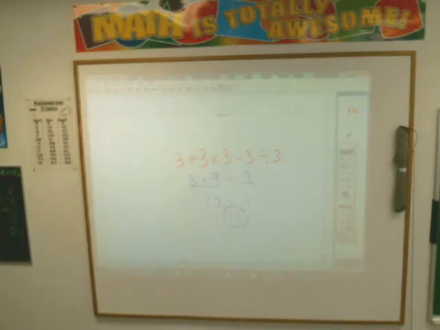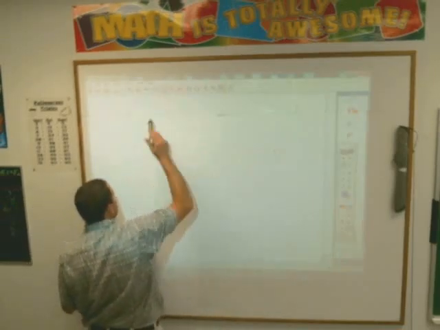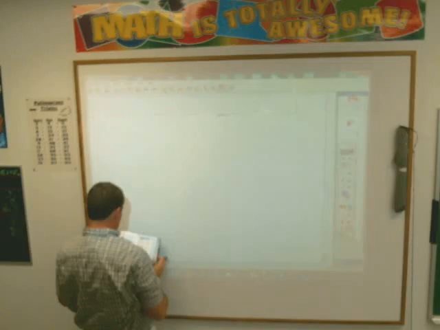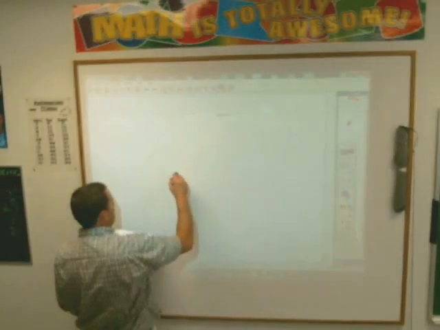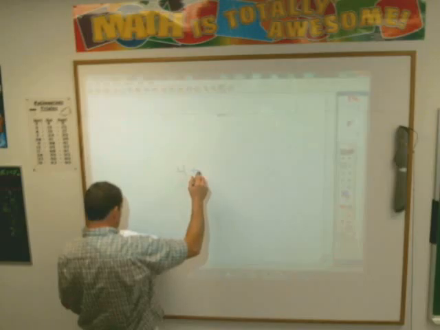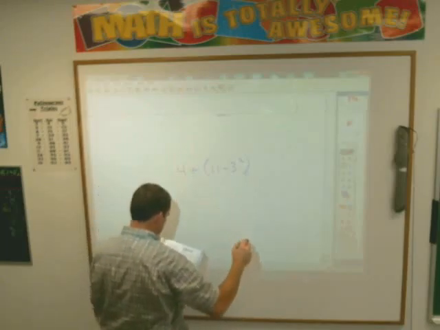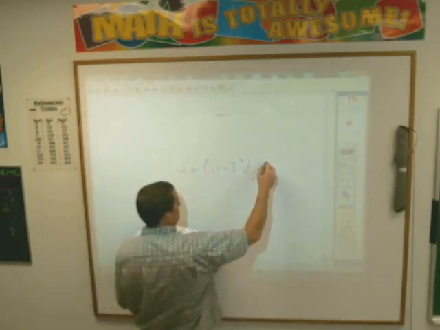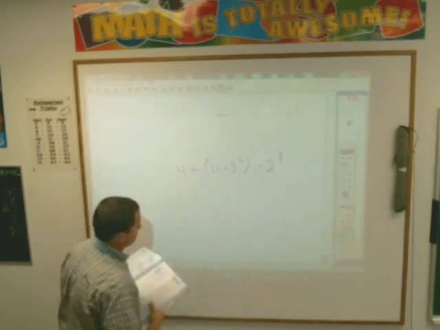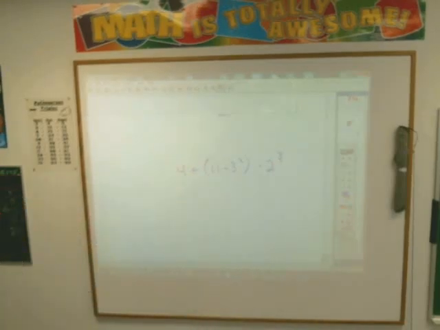I know you want to try one, so let's do one here. How about this one? 4 plus 11 minus 3 squared times 2 to the third power. Do that for me and see what you get. See if we get the same thing as that here. 4 plus 11 minus 3 squared times 2 cubed.